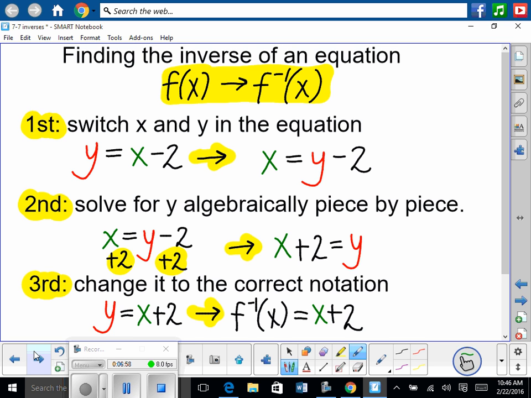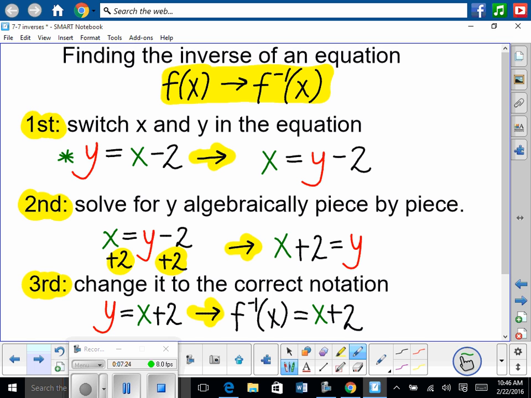So if we start out with the equation y equals x minus 2, our first step will be to switch x and y. Does everybody see how I've done my first step? Any questions on that? Do you see how I took this and switched x and y? We're finding the inverse, we're not done. This is the first step. We're finding the equation now. So does everybody see how in my first step I switched x and y? Yes or no? Yes. Okay, second step.